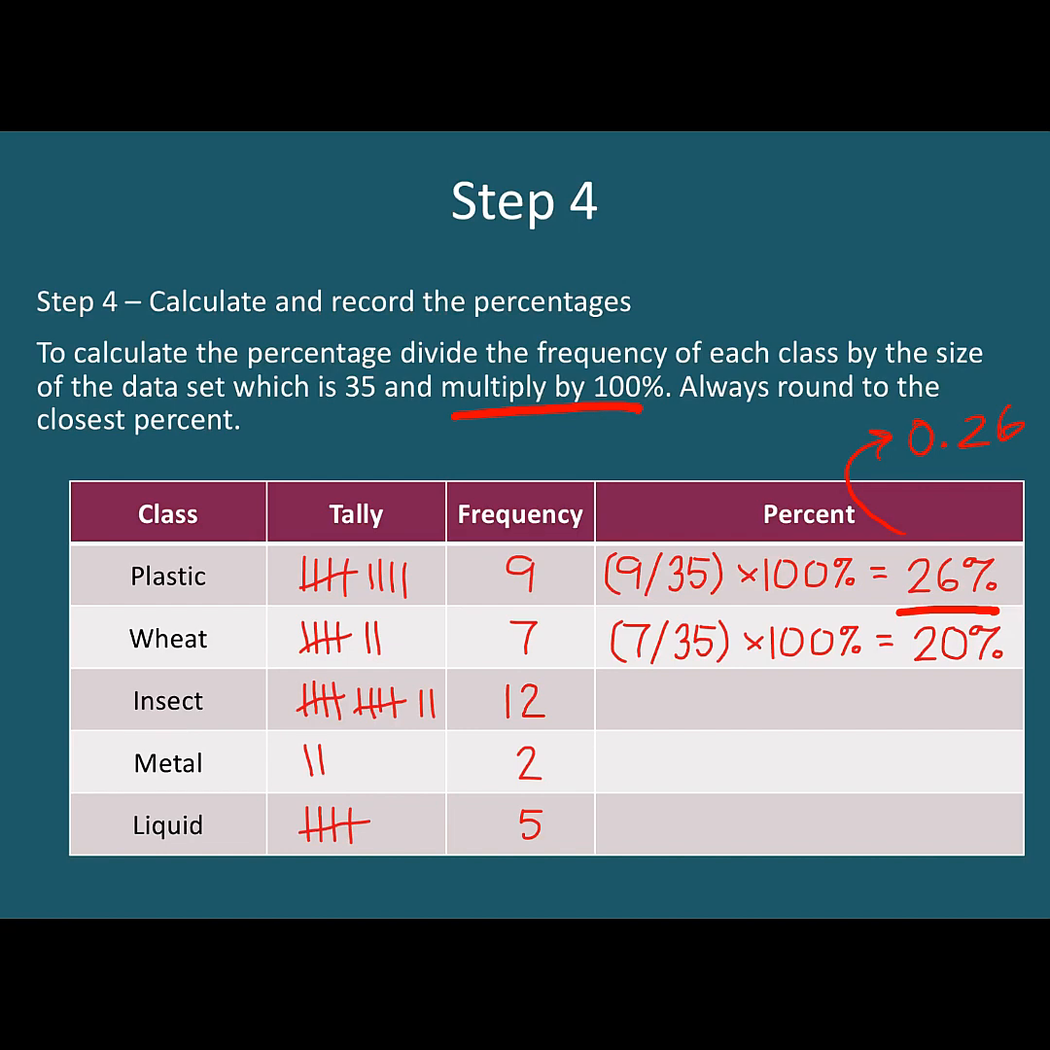I invite you now to pause the video and please calculate for insect, metal, and liquid yourself and see if you get the same numbers as I do. For insect, percentage is 34. For metal, percentage is 6. And for liquid, we get 14%.